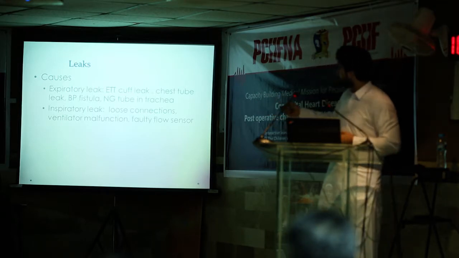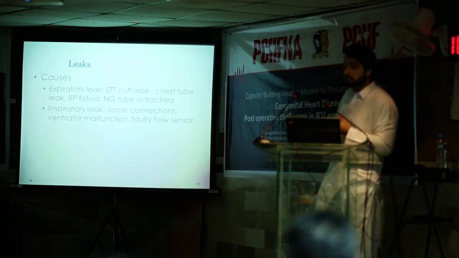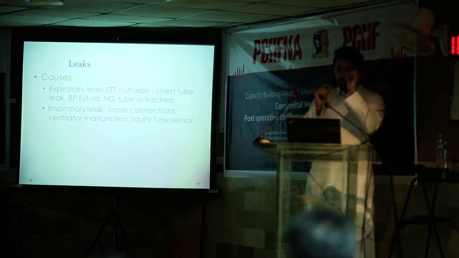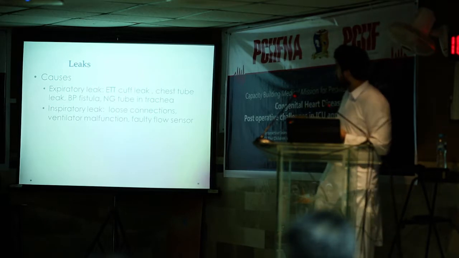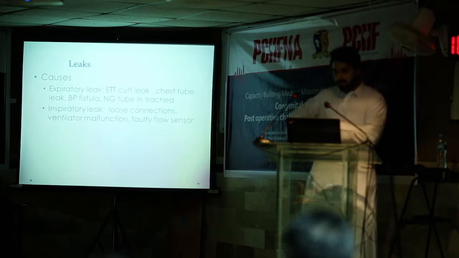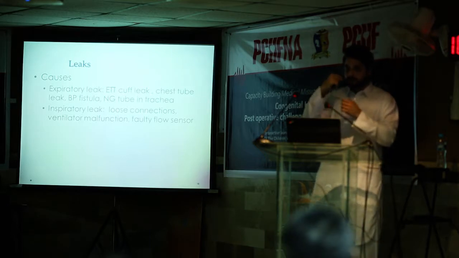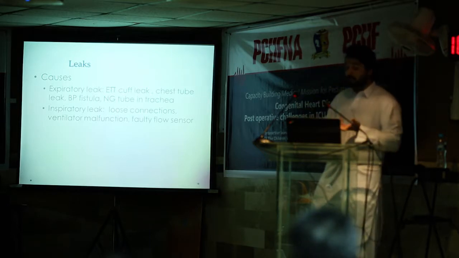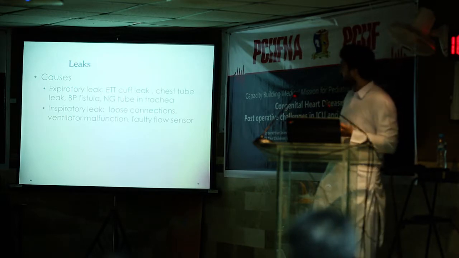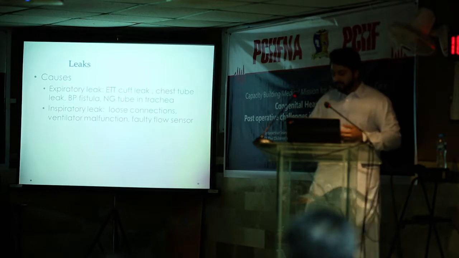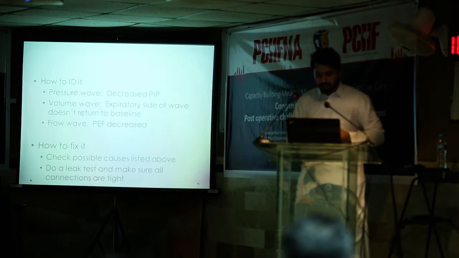What could be the causes of leaks? It could be an ET tube cuff leak, where the cuff is not inflated properly. Chest tubes can cause a leak because of the negative pressure of the chest tube. An NG tube in the trachea could also cause it, because sometimes the NG tube goes into the trachea if you don't confirm with a chest x-ray. Sometimes loose connections or ventilator malfunction can also cause leaks.